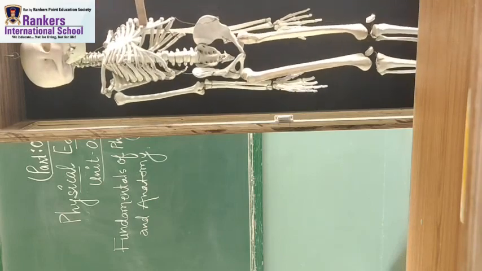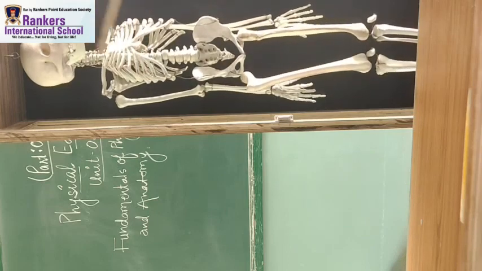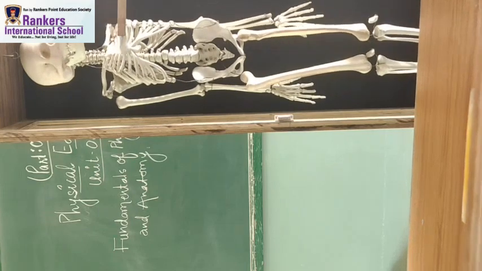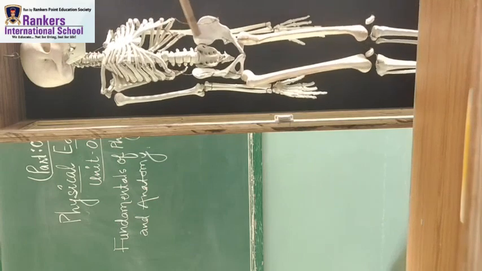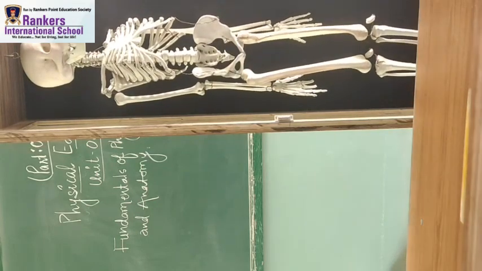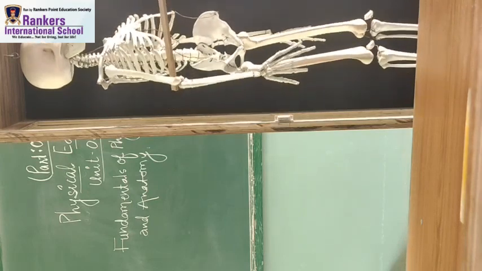Okay, and basically there are 24 ribs. How many ribs do we have? We have 24 ribs, 12 on either side. 1, 2, 3, 4, 5, 6, 7, 8, 9, 10, 11, 12. Right? So after this, we have the humerus. This is the humerus region, as you can see here, right?